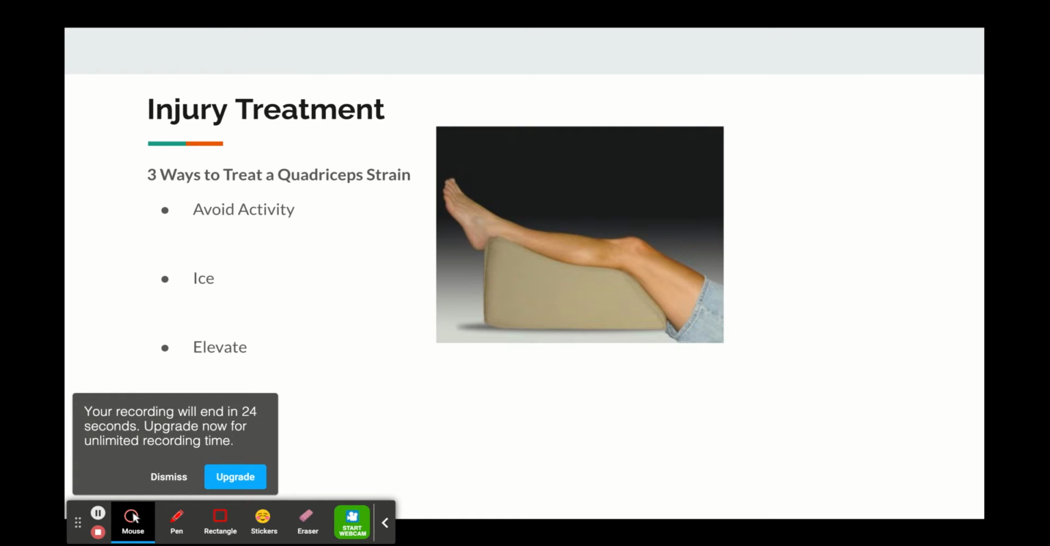There are three ways to treat this injury. As you can see in the photo, this is elevation. This is important. Some people don't like to do that. Another common way is icing. This reduces swelling, just like elevation, and you also want to avoid all types of activity.